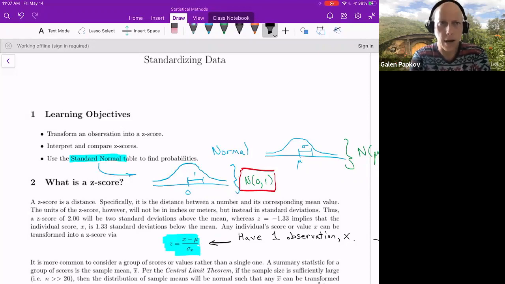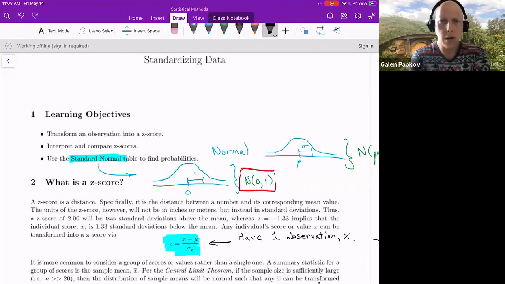You're going to learn how to transform data values into a standardized value known as a z-score. You'll be able to interpret and compare z-scores. And you'll be able to use a table, the standard normal table, or oftentimes I might refer to it as the z-table, in order to find probabilities with respect to z-scores. So that's what we are tackling now.